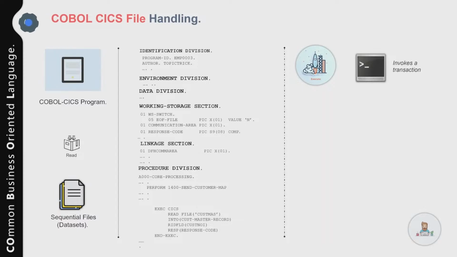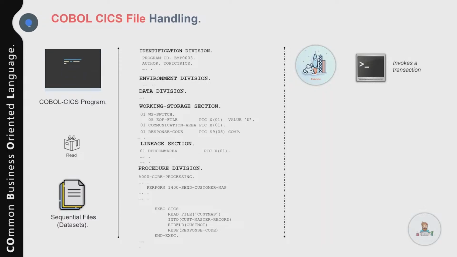So in this example, we have a paragraph that is A000-core-processing. Thereafter, we have a perform statement to execute a paragraph that is 1400-send-customer-map. And after that, we have a small snippet of Kicks command, which is actually reading data from the file. If you notice, we have EXEC CICS and END-EXEC, and within that, we have issued the read statement to read data from the file.